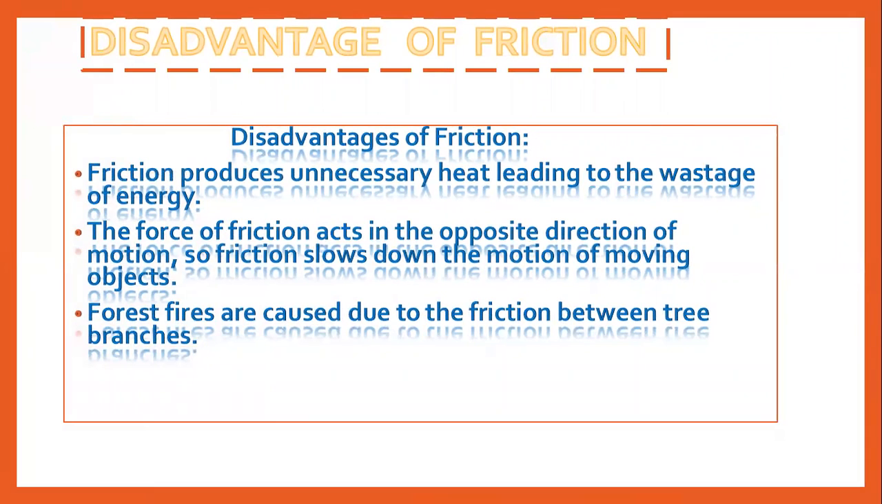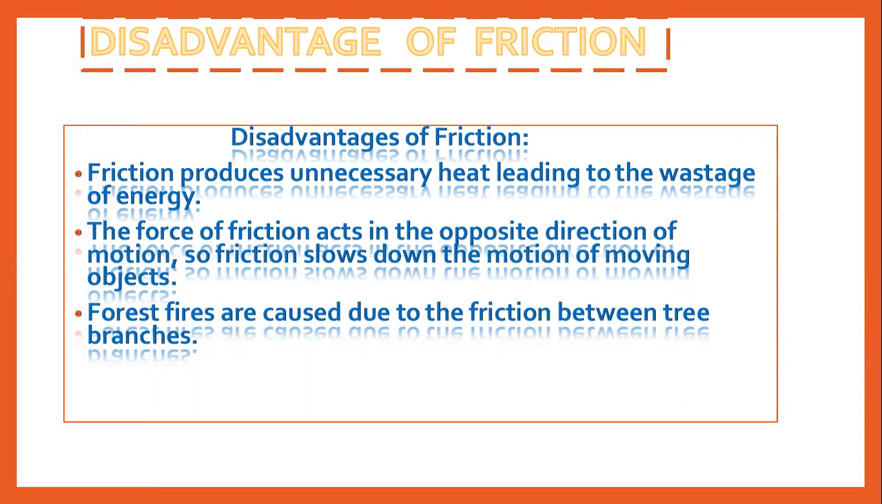Now, definitely friction also has disadvantages. Friction produces unnecessary heat, leading to the wastage of energy. The force of friction acts in the opposite direction of motion, so friction slows down the motion of moving objects.